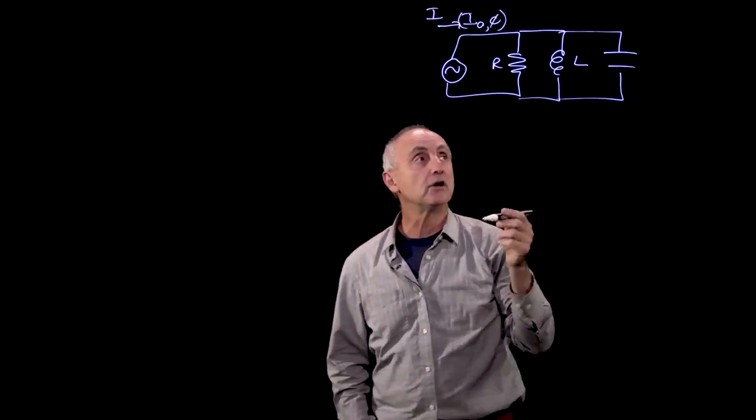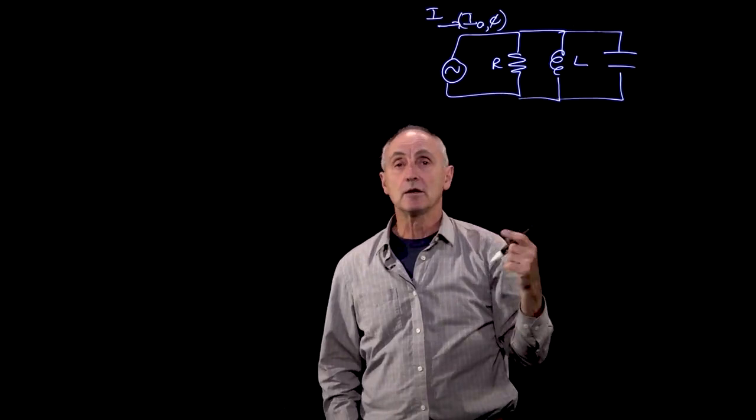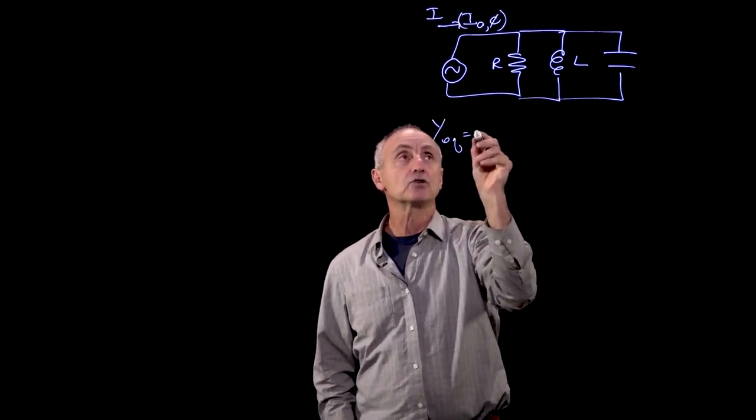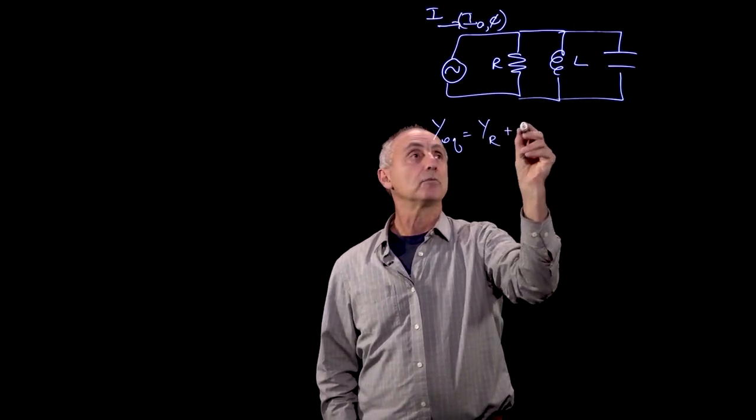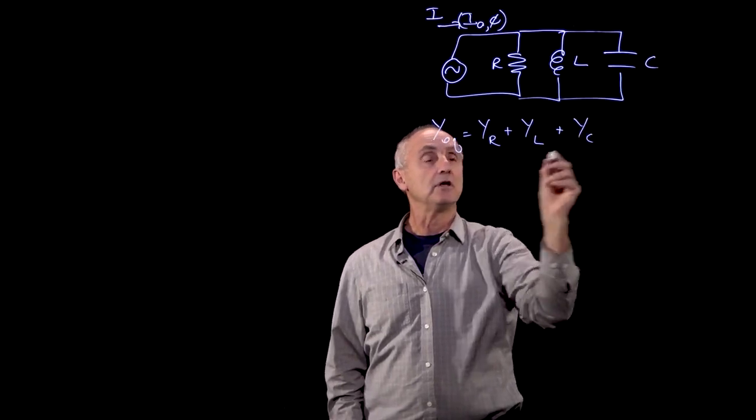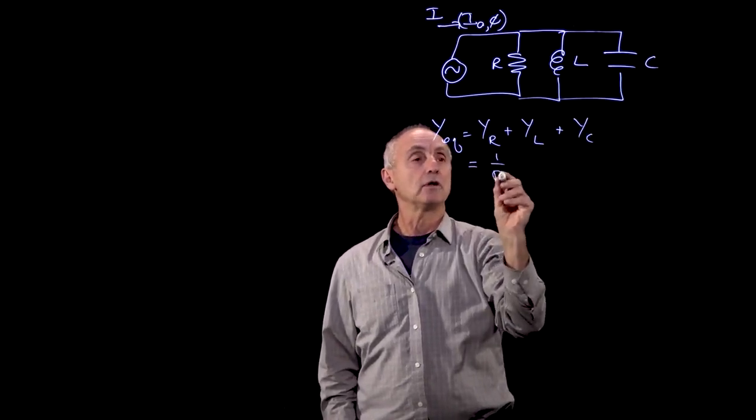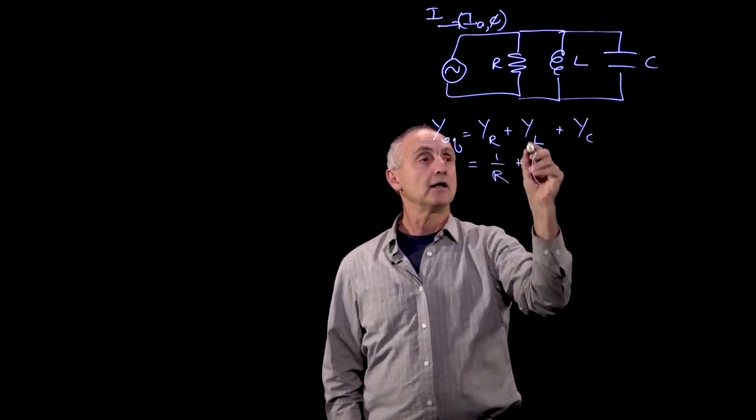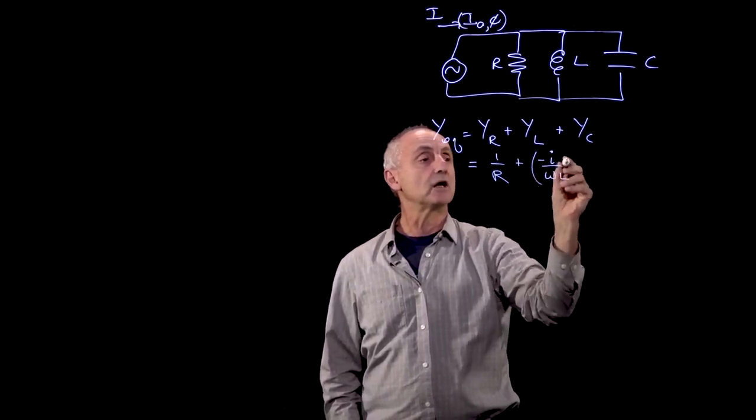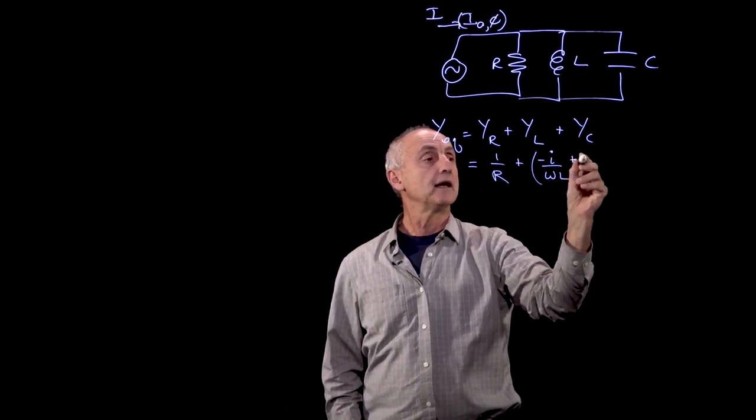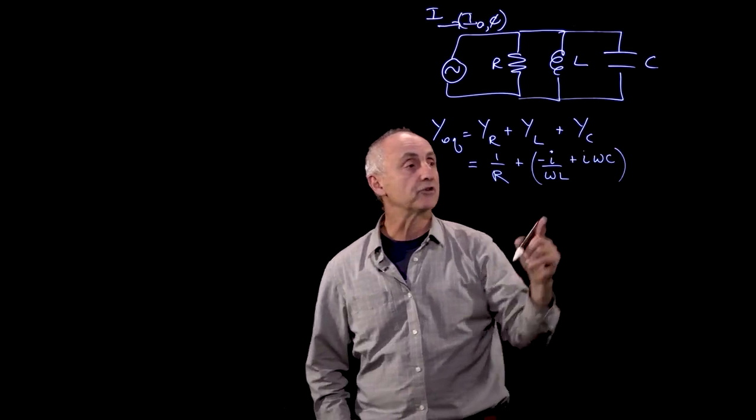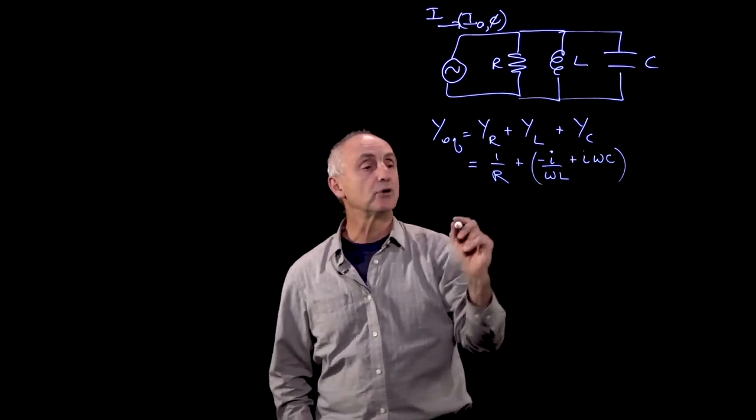Now, what we know here is that for three elements in parallel, the admittance adds. So this is YR plus YL plus YC. And if you recall, this is 1 over R. The admittance for the inductor is minus i over omega L, and the admittance for the capacitor is i omega C. So we have our complex number and our real number.